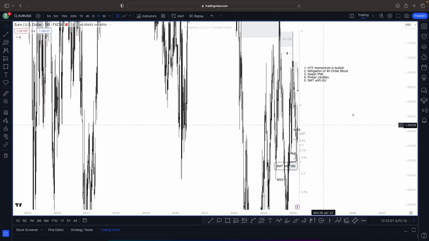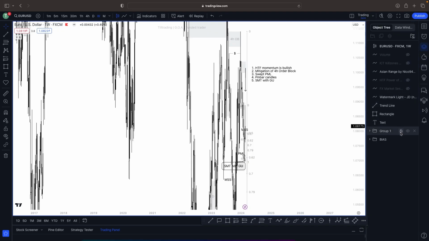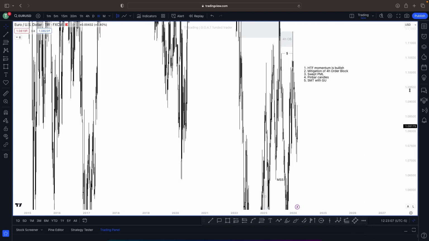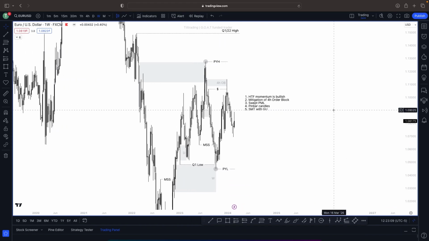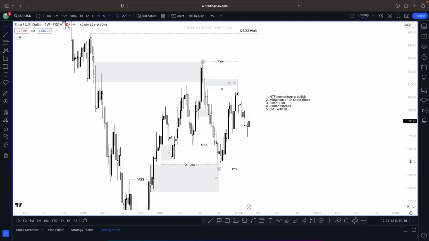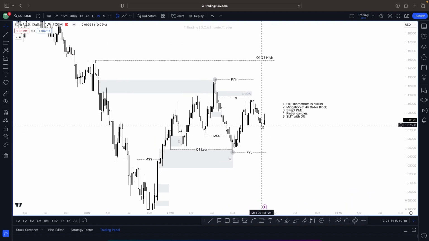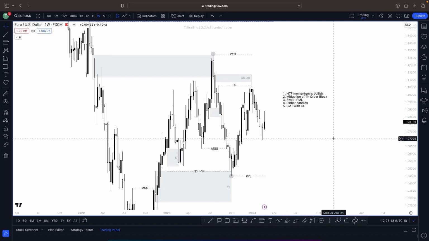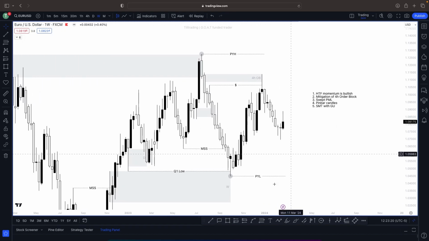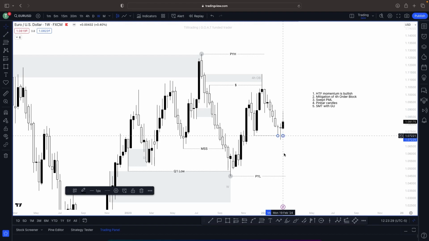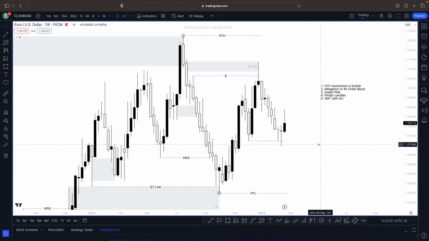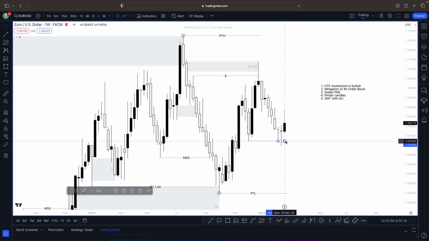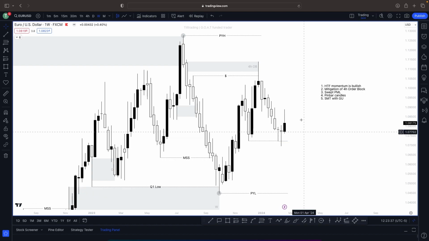Also on the weekly time frame, I will turn off these again so it's a bit more clean. Yeah, you can see that we have these two pin bar candles, which also indicate that there's no interest in going lower. We swept this low and then again failed to close below this candle's low, which tells me that buyers are now in control and we could expect higher prices.